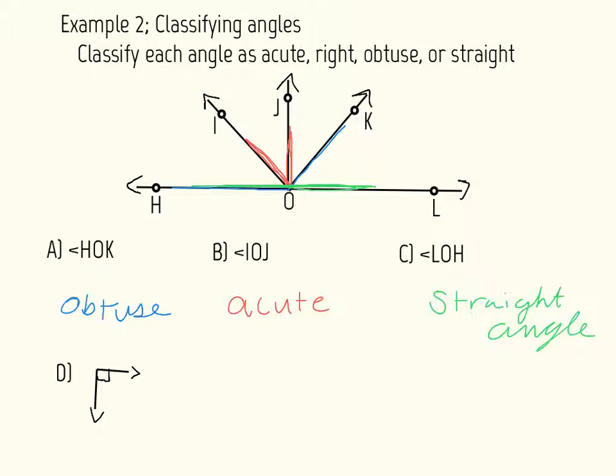And then D, we have a new picture here, and this picture has this little box here. There's your angle, and then there's a little box right there. That little box means that it's 90 degrees. If an angle is 90 degrees, that means it is a right angle. You have to know that it's either 90 degrees or have the little box there in order to say that.